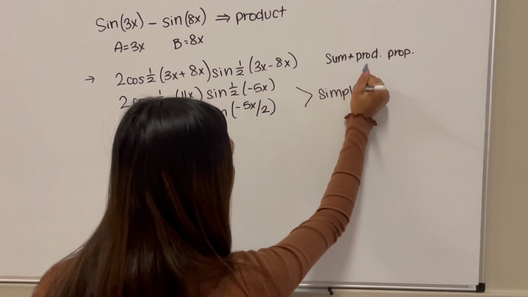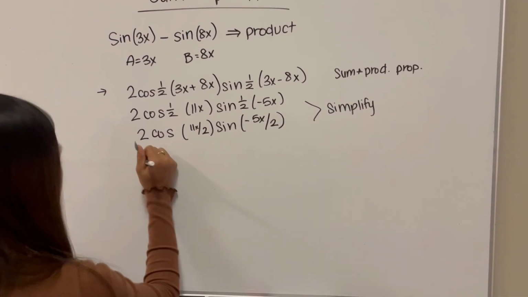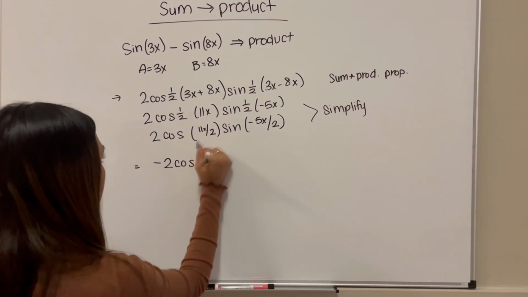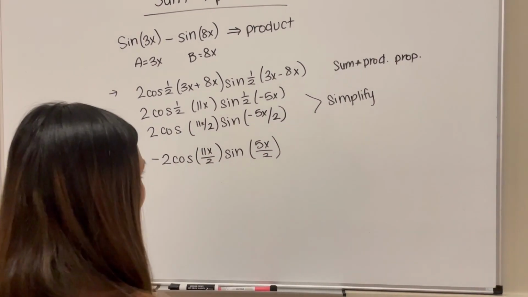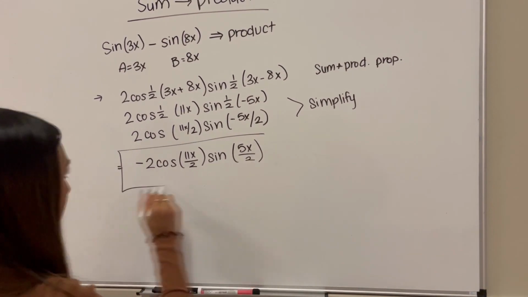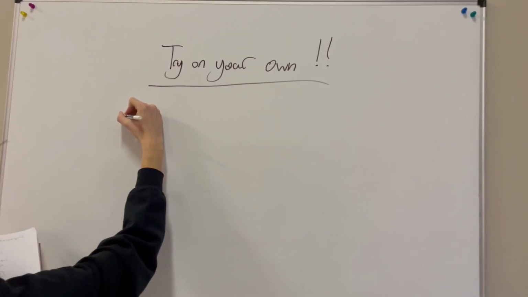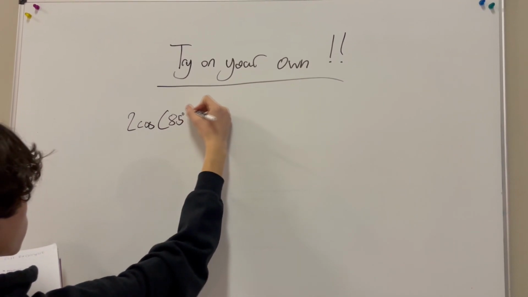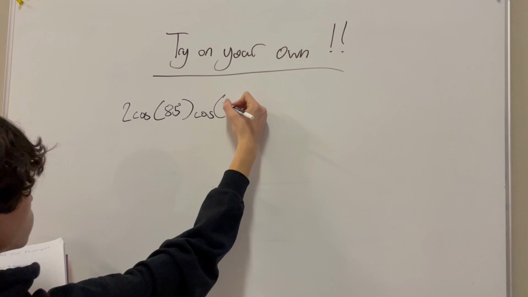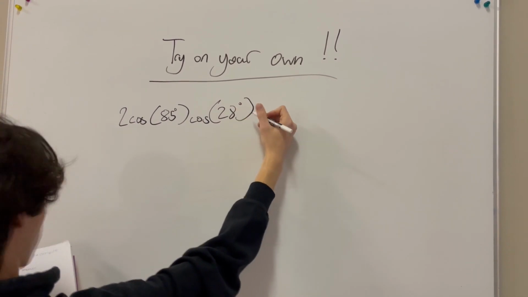Then by using the even and odd property, we can take that minus sign and move it to the outside of the equation, and we are left with negative 2 cosine (11x divided by 2) sine (5x divided by 2). Now this one is a try on your own example. Turn 2 cosine 85 cosine 28 into a sum. Now go try on your own.